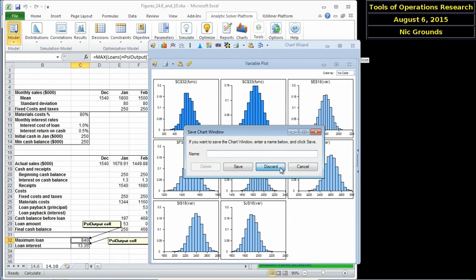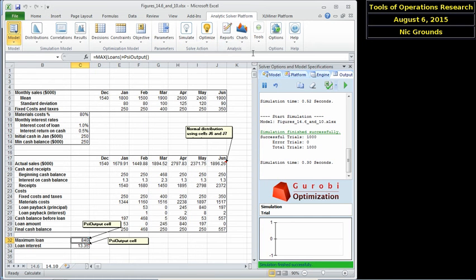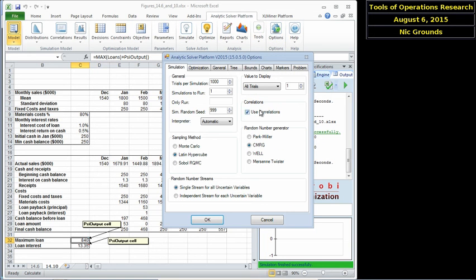I haven't yet answered your question, which is how do you pick how many trials or scenarios to do? I believe that's in this options button here. Let me look real quick. Here it is. Look at how many more options there are. For this class, you don't have to care about them.